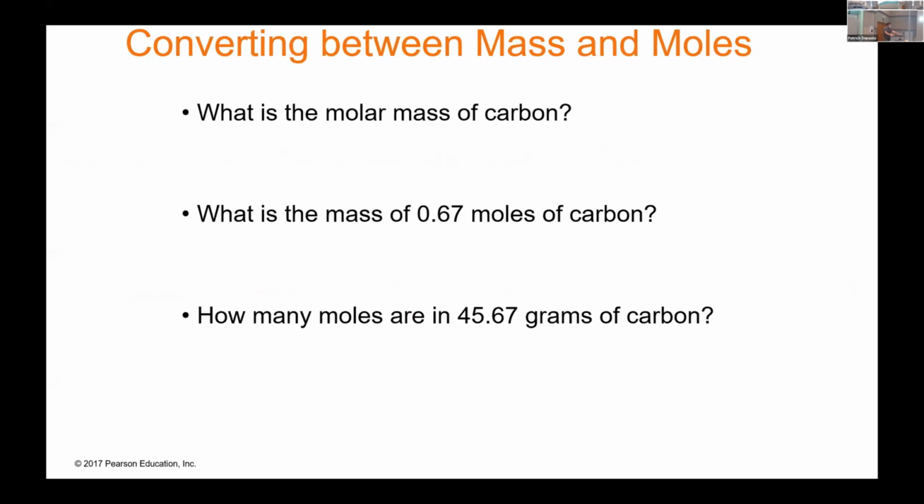So what I want to do is we can do the first one. What is the molar mass of carbon? 12.01. You take a look at the periodic table and you see that it has 12.01 underneath it. That means it's the average atomic mass, the molar mass. So average atomic mass and molar mass are the same thing.